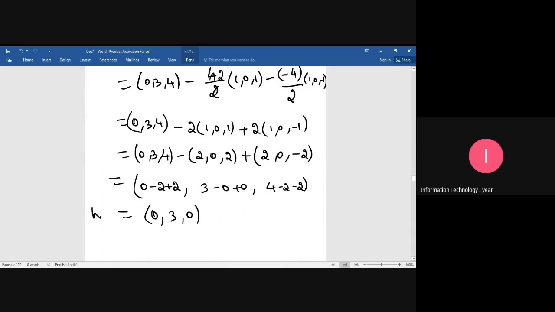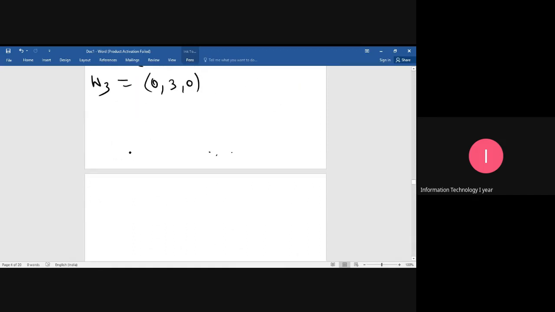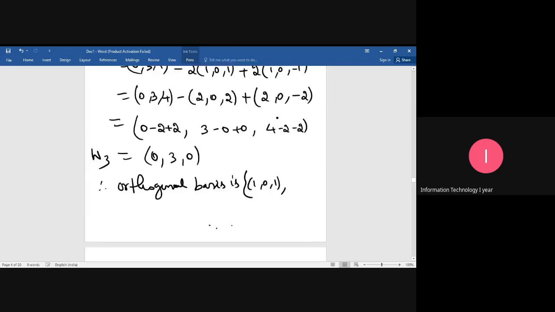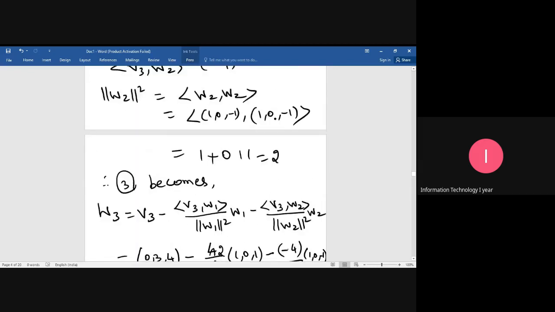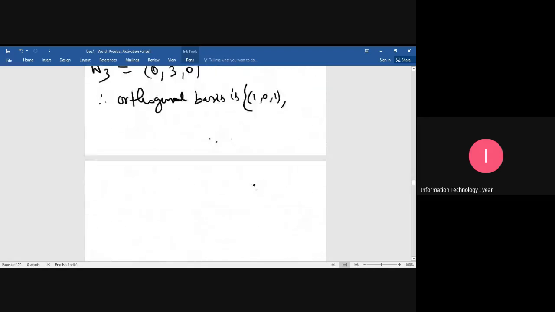This is W3. We calculated W1, W2 and W3. So using that we write the orthogonal basis. Therefore, the orthogonal basis is, so what is that? W1 is actually 1 comma 0 comma 1. Then W2 is 1 comma 0 comma minus 1.